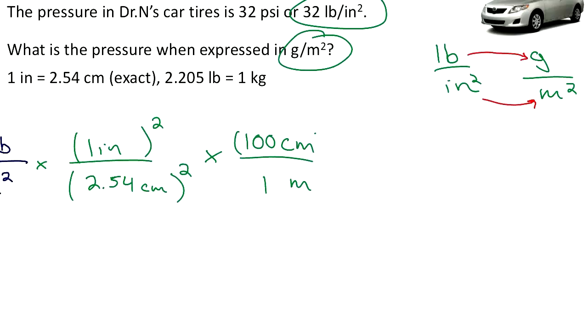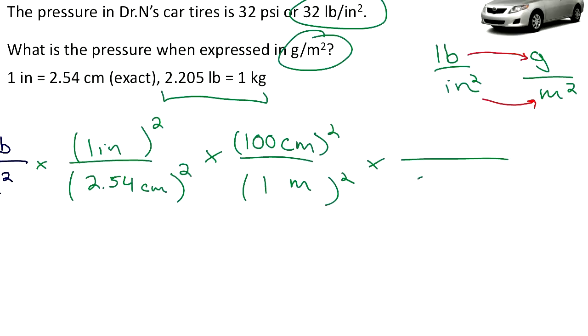Yeah, so we're gonna square both the top and the bottom. Perfect, so there we go. 2 steps to convert inches squared to meters squared. So now let's just convert pounds to what? Grams. So I give you that there is that many pounds in a kilogram.